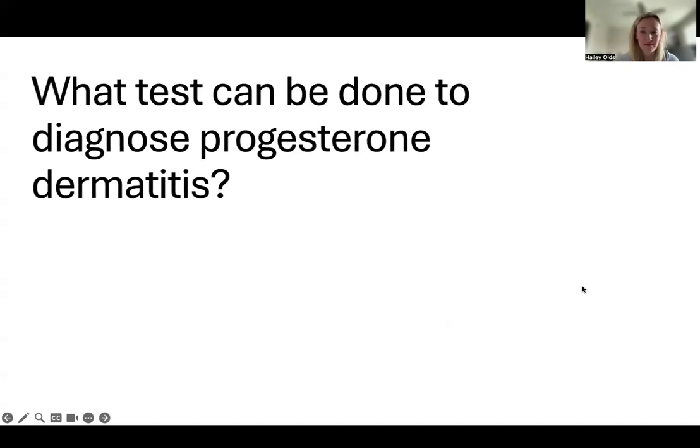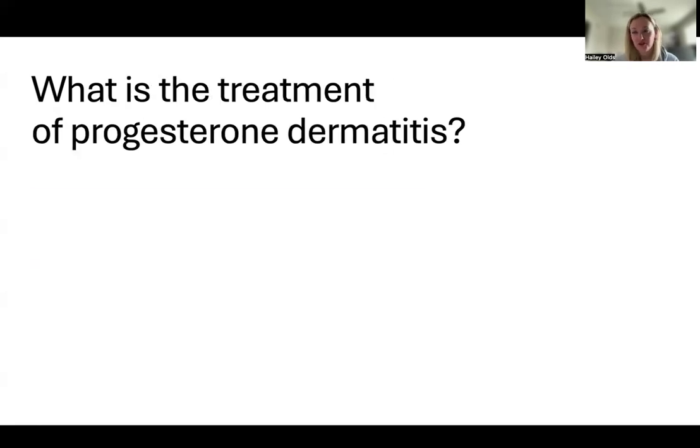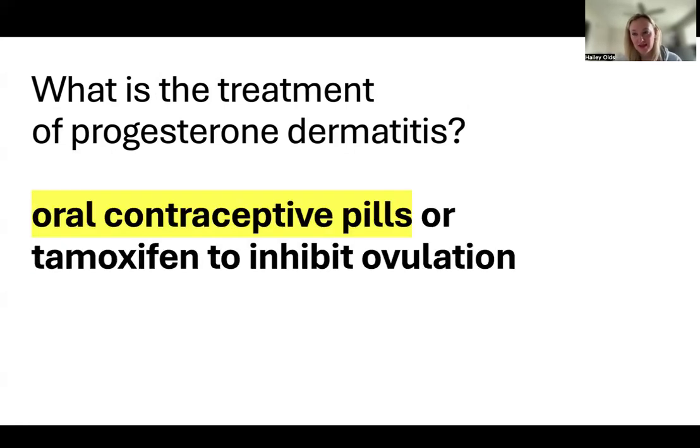How can you test for if somebody has progesterone dermatitis? So basically, you just expose them to progesterone. You do an intradermal injection and then they get a skin reaction from that. Well, how do you treat it? So basically, you want to prevent ovulation, so you can either do oral contraceptive pills or tamoxifen.